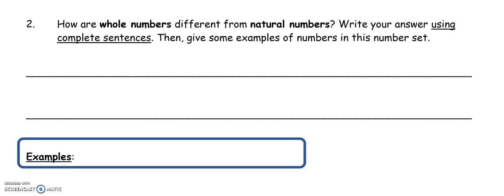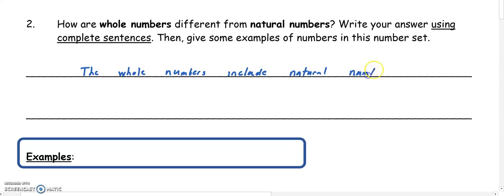How are the whole numbers different from the natural numbers? The next group of numbers that you learned about were the whole numbers. The only difference between the whole numbers and the natural numbers is that they added a 0 into that set of numbers. So the whole numbers include natural numbers and 0. That's the big difference. Whole numbers also include 0. So examples would be 0 and then anything else that we've already had in our number sets.